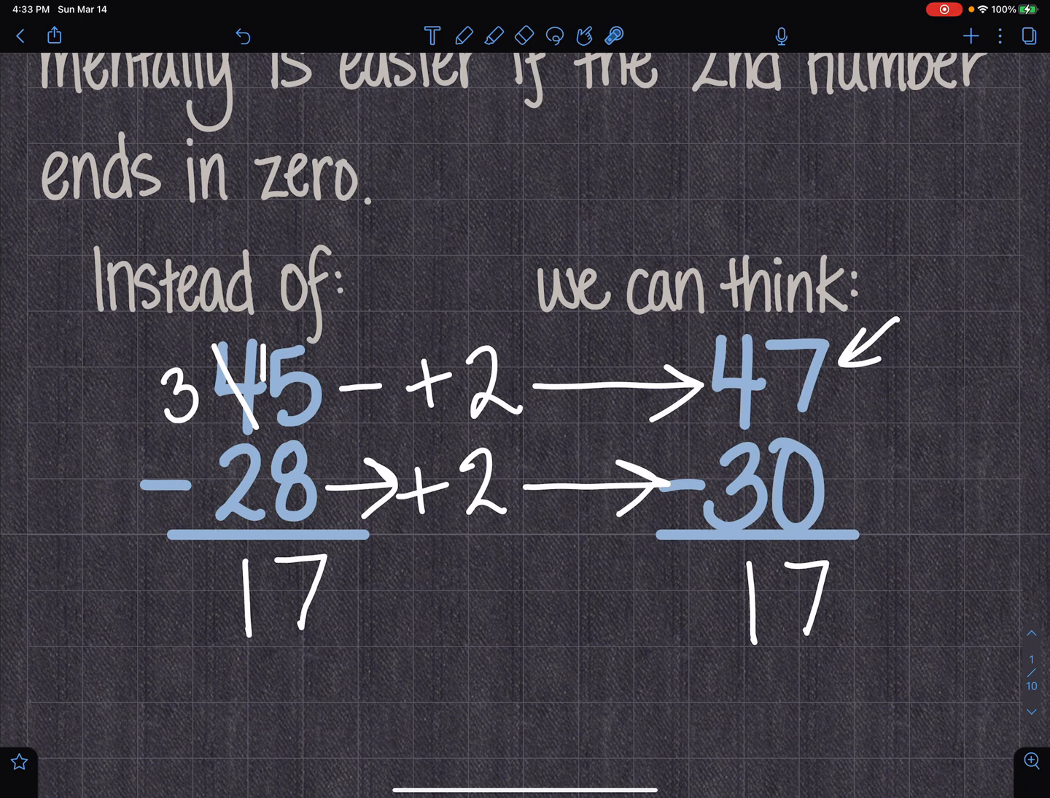Okay, and how did they figure out to add 2 instead of adding something else? Well, they looked at the second number and they tried to make that easy by making it a number that ends in 0. So to get from 28 to 30, they figured out, well, I'm going to have to add 2 so that that becomes a number that ends in 0.